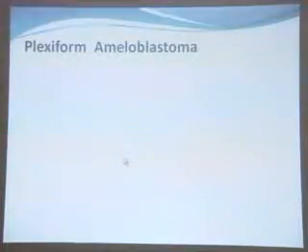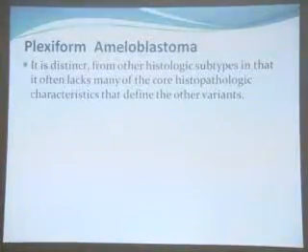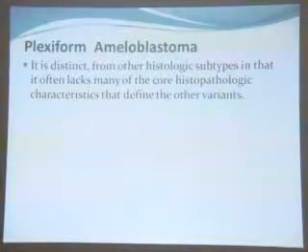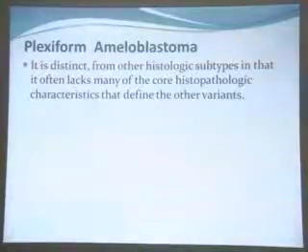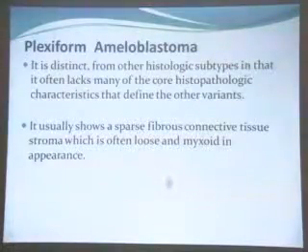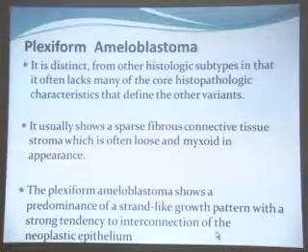Now the next histological variant is the plexiform ameloblastoma. Now how does it differ? It is distinct from other histologic subtypes in that it lacks many of the core histopathological characteristics that define the other variants. It usually shows a sparse fibrous connective tissue stroma, which is often loose and myxoid in appearance.